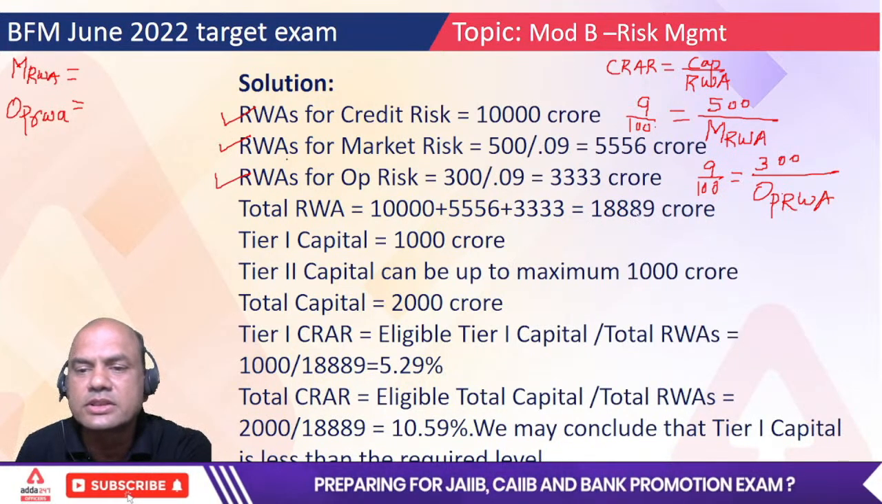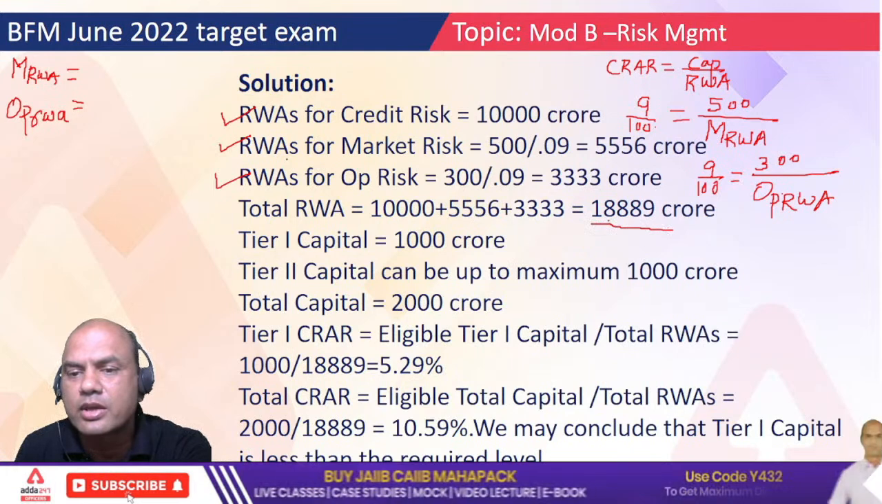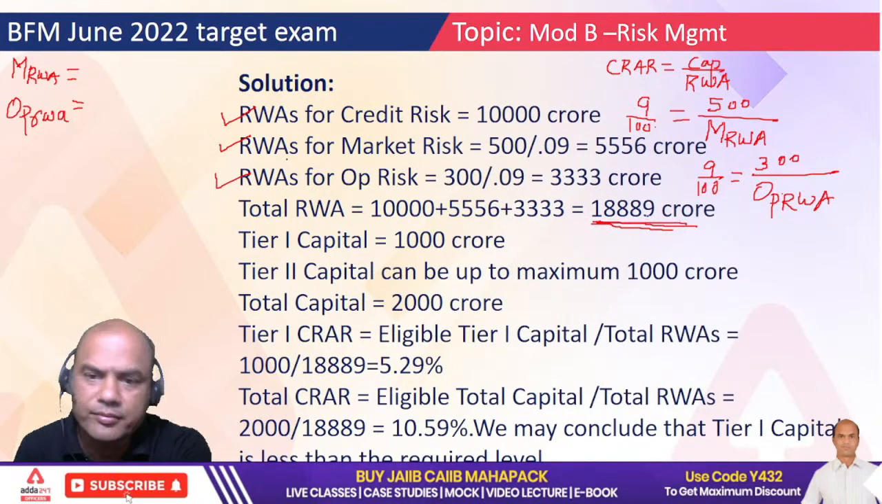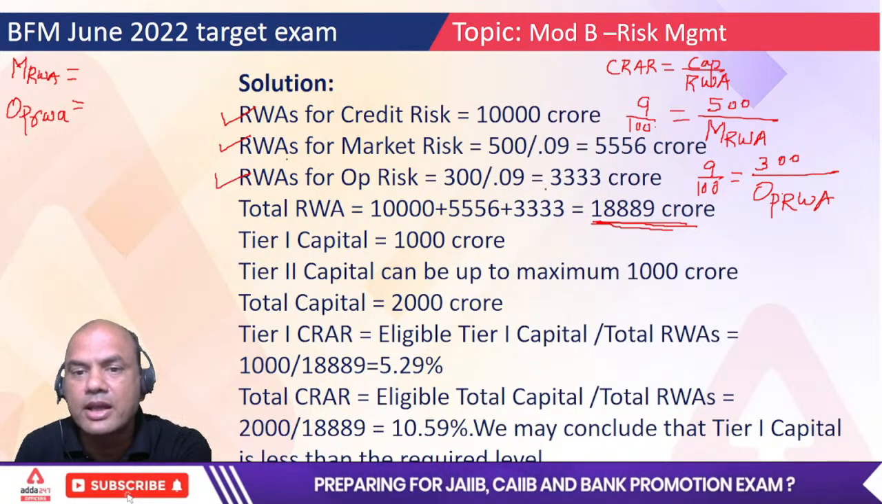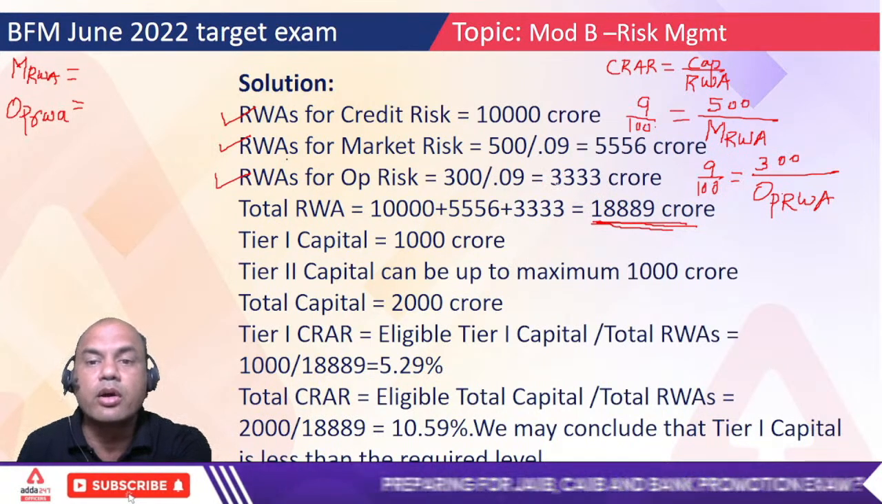18,889 crores. This is the total RWA. Remember this figure, okay? 18,889. Now, what is my target? Remember, why are we doing all this? My target is CRAR. So, how to get CRAR?